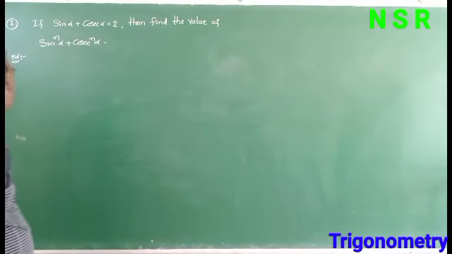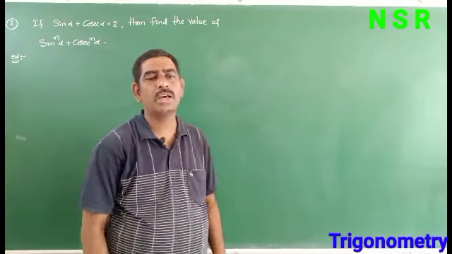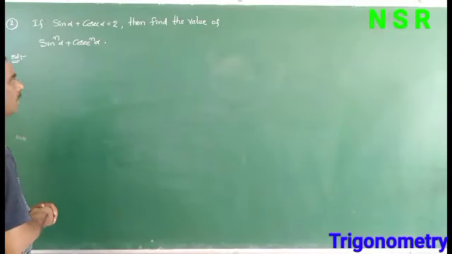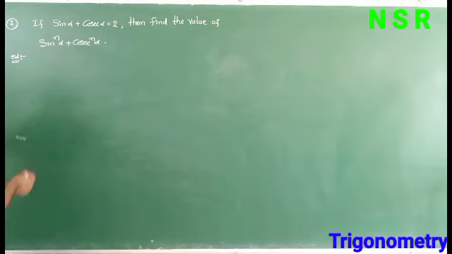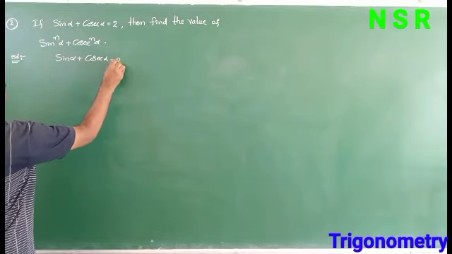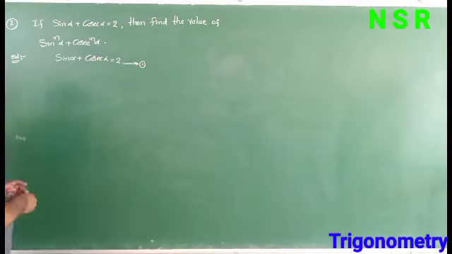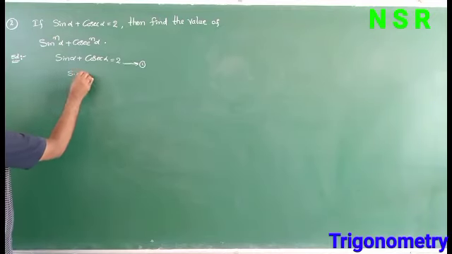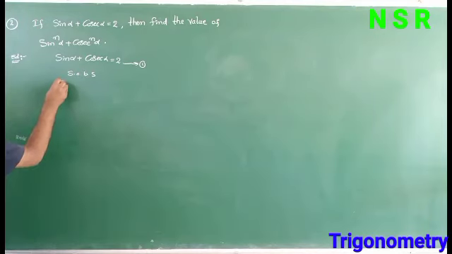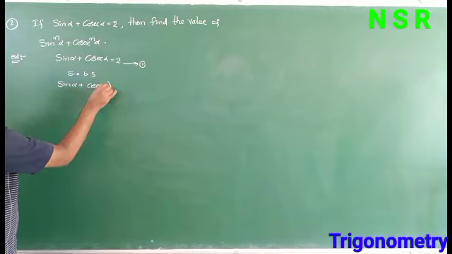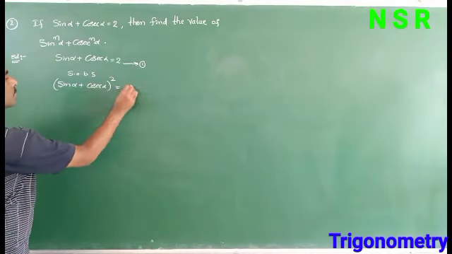Next, question number 2: if sin alpha plus cosecant alpha equals 2, then find the value of sin power n alpha plus cosecant power n alpha. First, given here one value: sin alpha plus cosecant alpha equals 2. Take it as equation number 1. Now squaring on both sides, we get (sin alpha plus cosecant alpha) whole square equals 2 square.